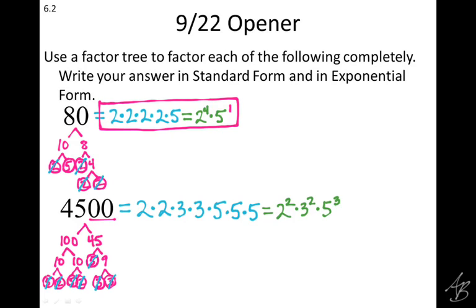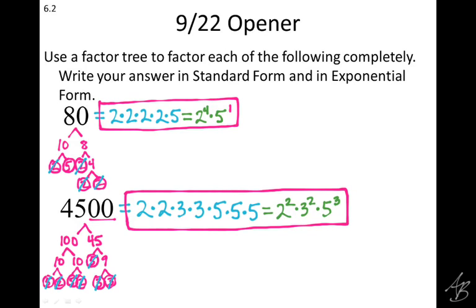These are final answers, so what should we do with them? Put a box around them. And again, we've got 2 different answers here. We've got the standard form over here, and we've got the exponential form here.